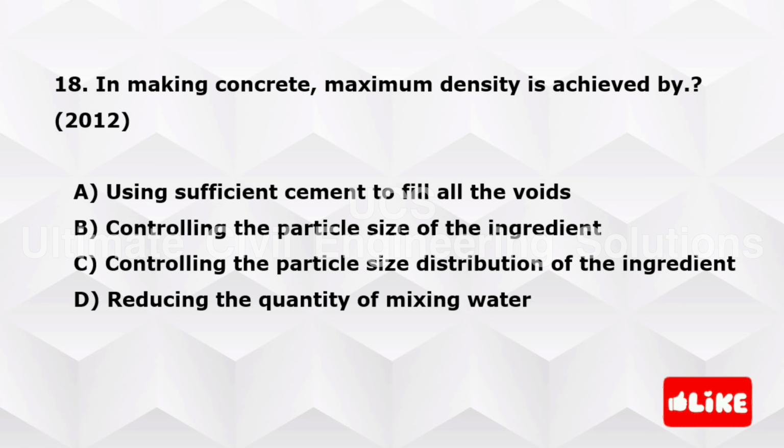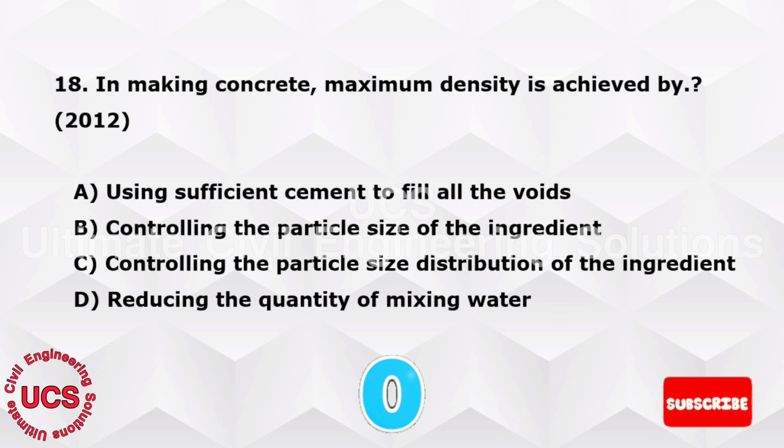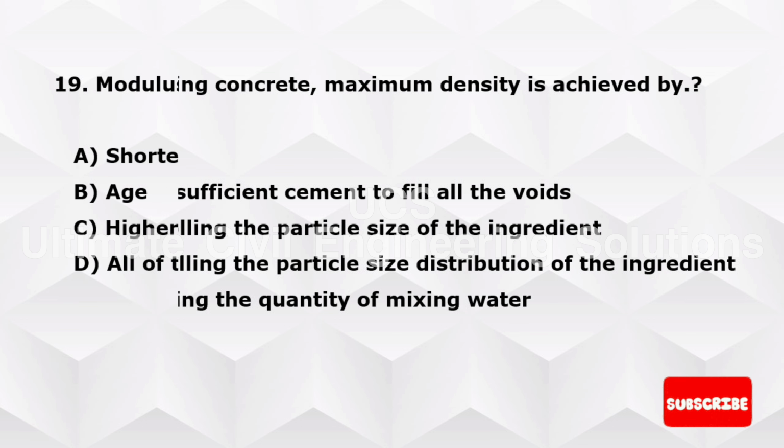Next question. In making concrete, maximum density is achieved by. Options are option A using sufficient cement to fill all the voids, option B controlling the particle size of ingredient, option C controlling the particle size distribution of the ingredient, option D reducing the quantity of mixing water. Answer is option C, controlling the particle size distribution of the ingredient.